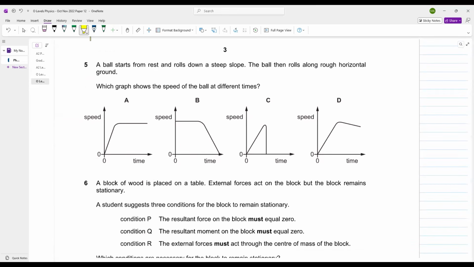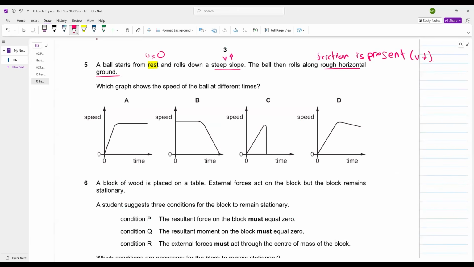A ball starts from rest. That means your initial velocity, beta, what is it? 0. Rolls down a steep slope. That means your velocity increases. The ball then rolls down a rough horizontal ground. What is the meaning of rough horizontal ground? Friction present. Beta, what is the meaning of rough horizontal ground? That means friction is present. If friction is present, then what will happen? Your velocity will decrease as you travel further.